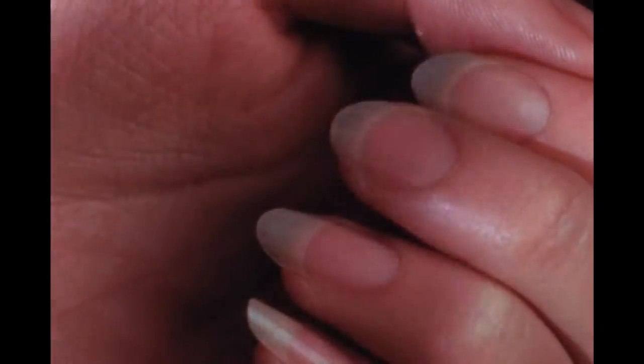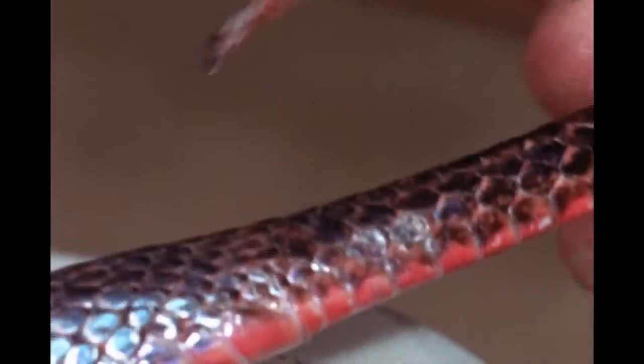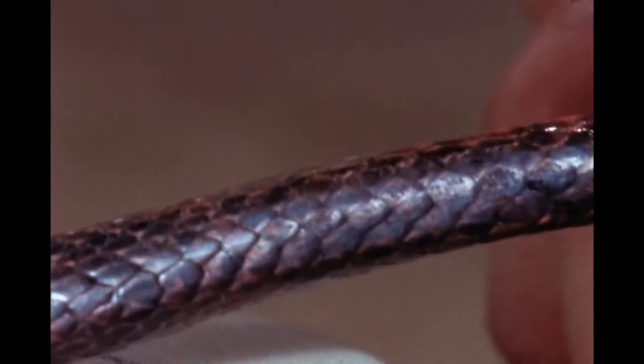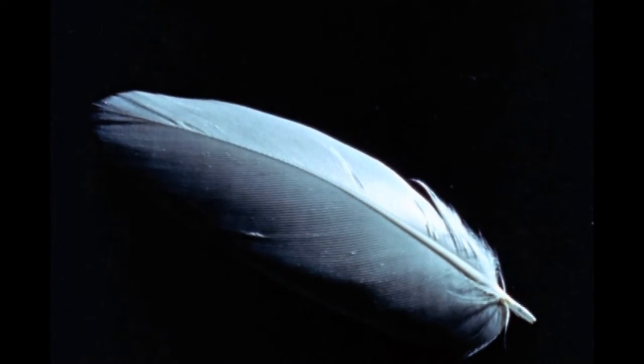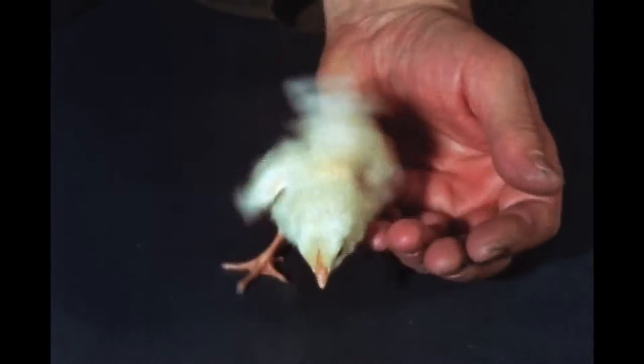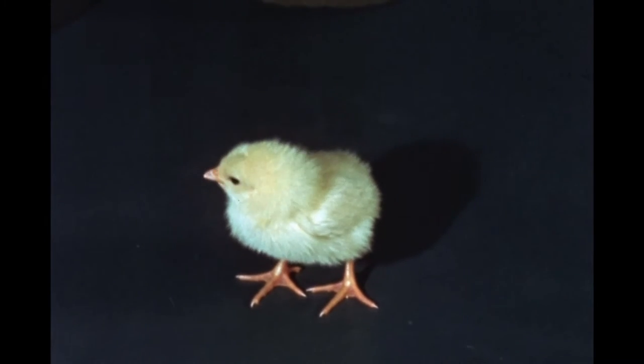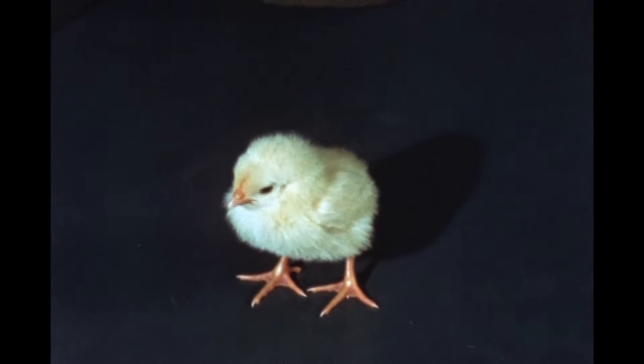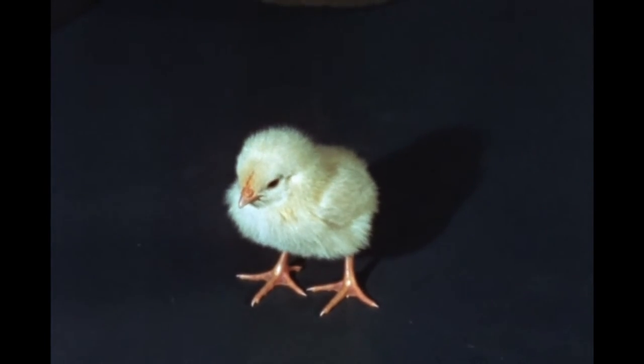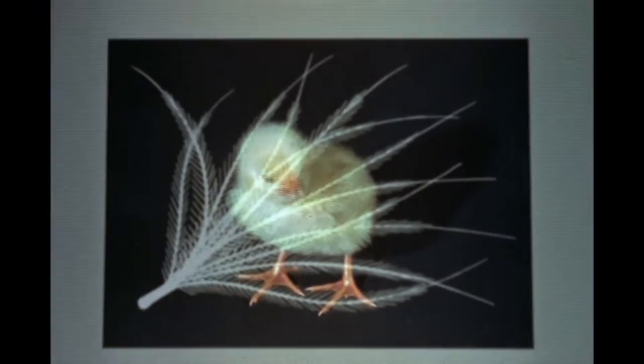The derivatives of the skin, such as hair, nails, scales, feathers, and down feathers, are hardened and dead structures when fully differentiated. However, each begins its course of development as living cells.